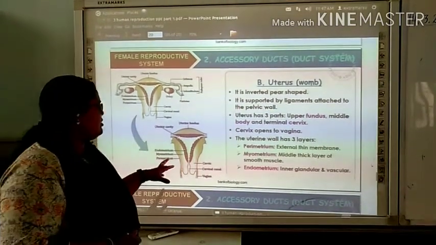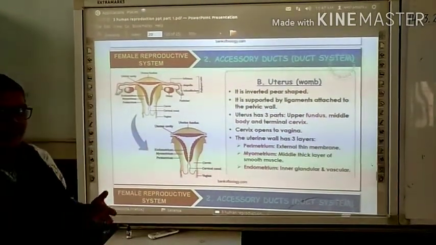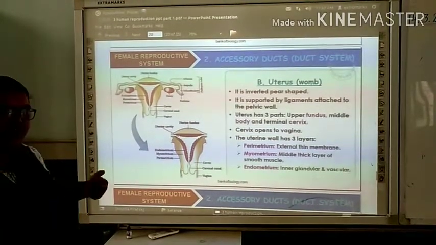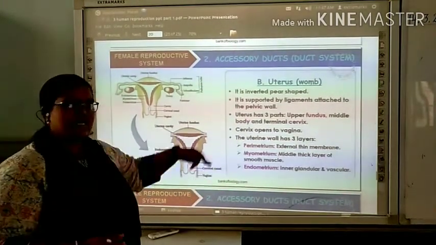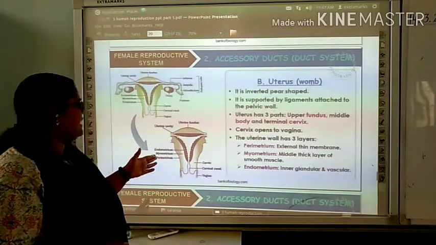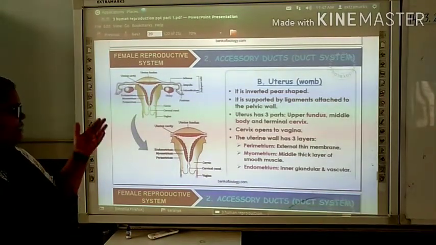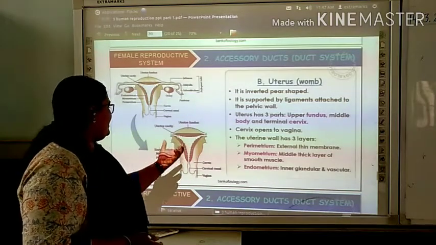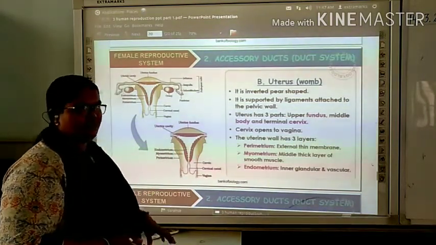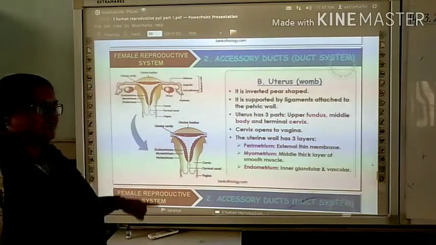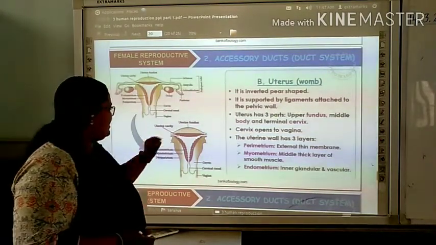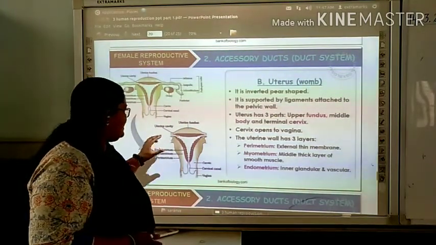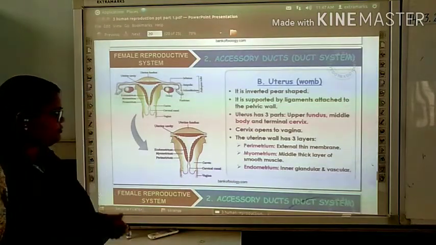And it is also supported by ligaments. This uterus is attached to the pelvic wall with the help of the ligaments. If you check the parts of the uterus, there are three parts: a fundus, the body, and the last part is the cervix. The upper part of the uterus is known as the uterine fundus, then there is the body part, and the last is the cervix part.